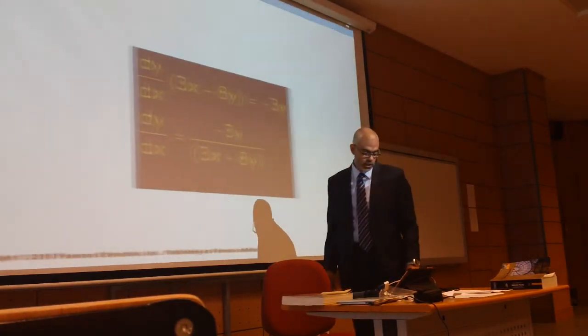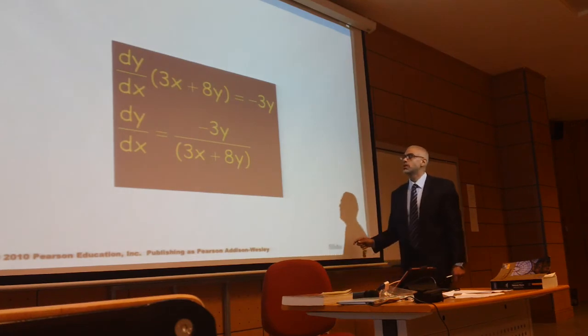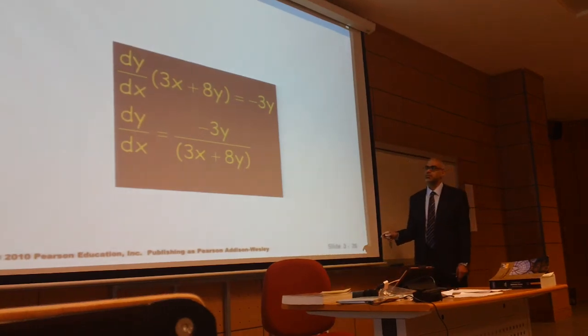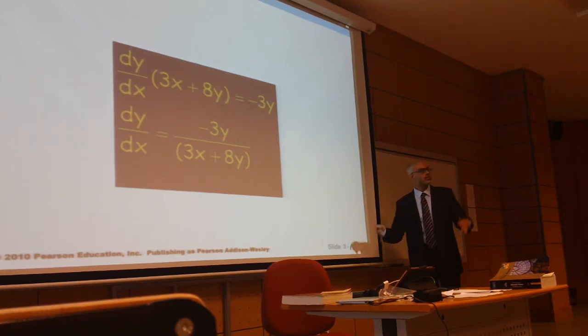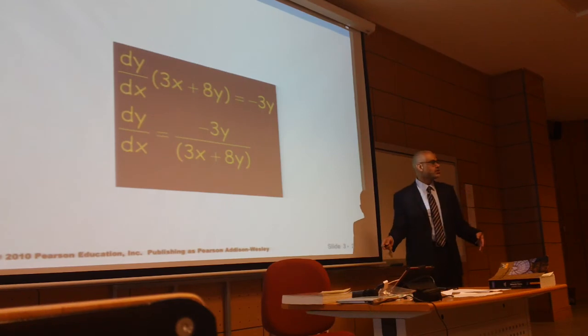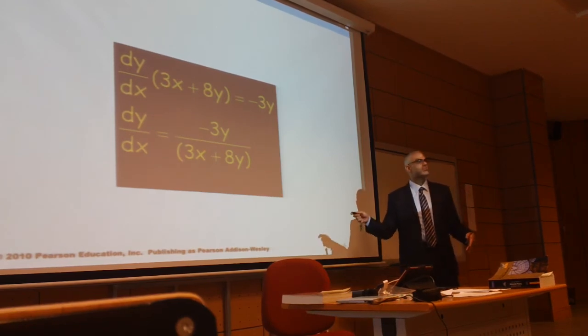And finally, I can collect it and put it on one side. dy by dx is equal to negative 3y divided by 3x plus 8y. This is implicit differentiation in slow motion. Yes, sir.